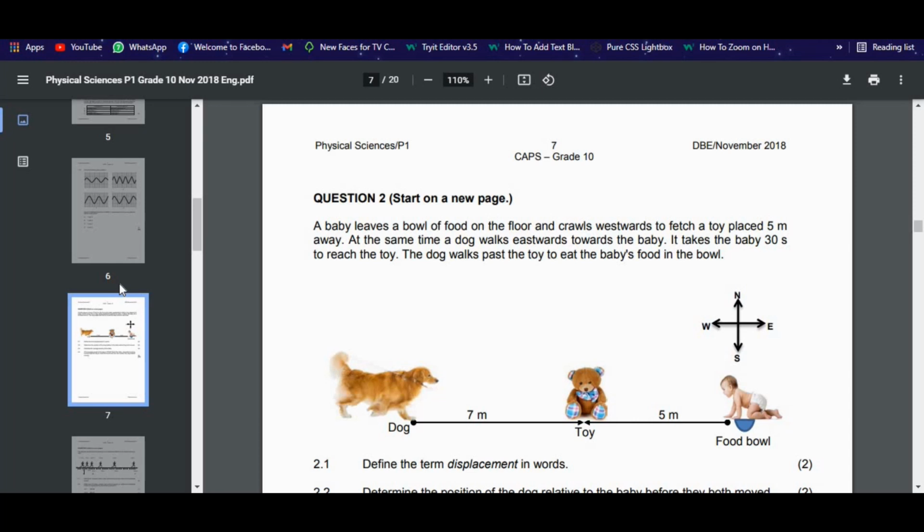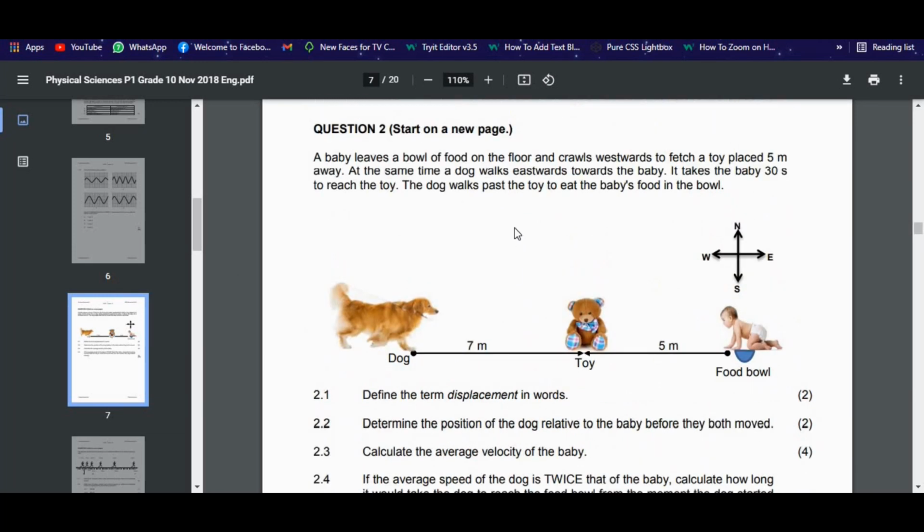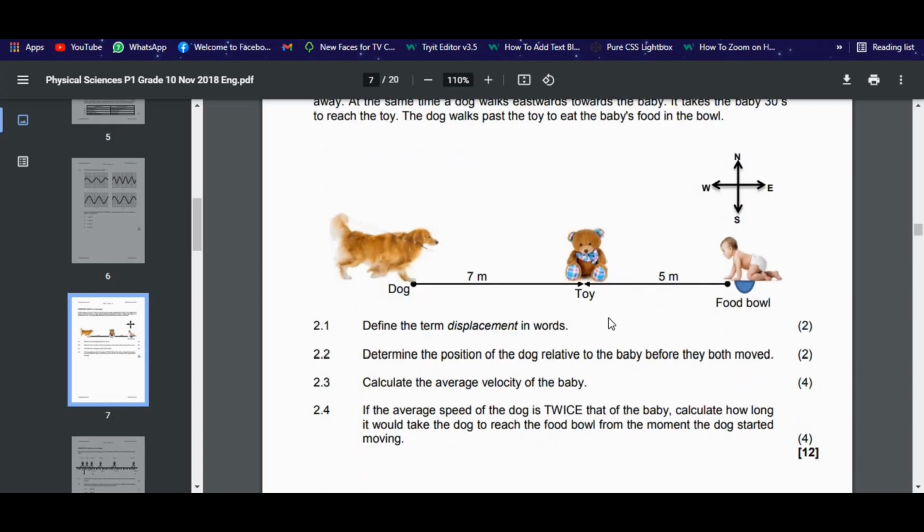Question 2 says a baby leaves a bowl of food on the floor and crawls west to fetch a toy that's placed 5 meters away. At the same time, a dog walks eastwards towards the baby, and it takes the baby 30 seconds to reach the toy. The dog walks past the toy to eat the baby's food in the bowl, like a typical dog would. Define the term displacement in words. I'm not really worried about that. Determine the position of the dog relative to the baby before they moved.